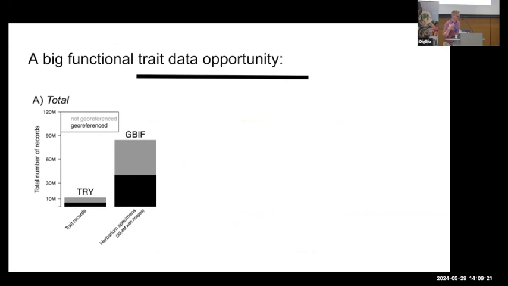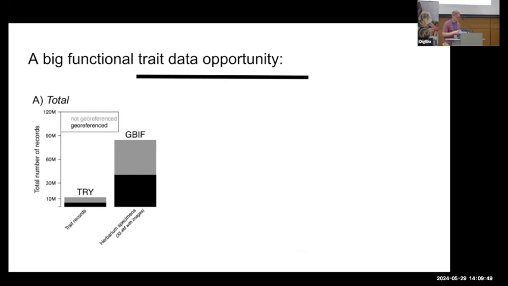So if we were to just expand from TRY, here showing the total number of records in the TRY plant trait database, let's just assume that maybe we're able to extract one trait from an herbarium specimen. And I think maybe some specimens we might not be able to extract any traits, but some we might be able to extract more than one. So just humor me here in this comparison.